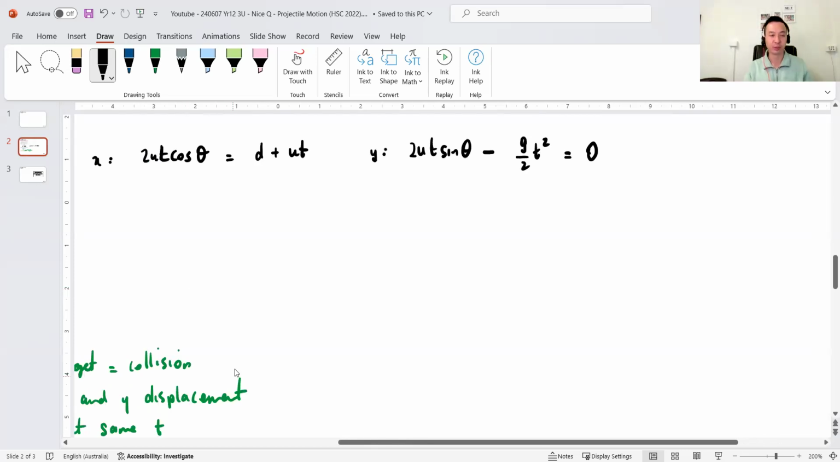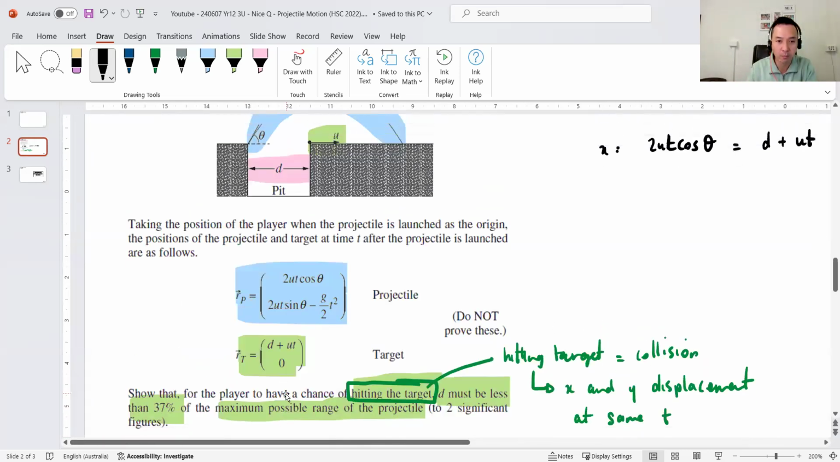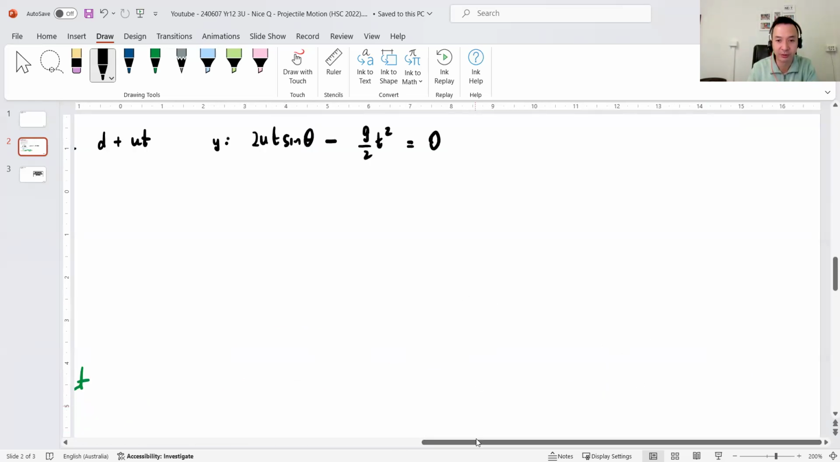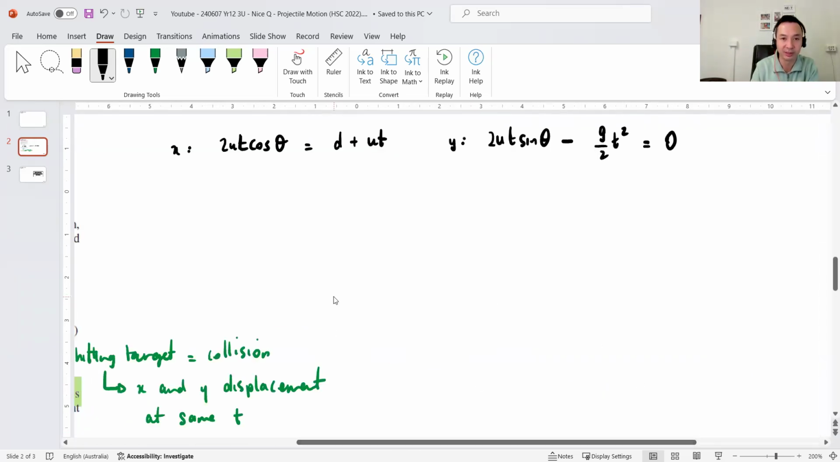Now, the thing I want to prove doesn't really talk about time. So I feel like what I'm going to do is maybe make t the subject and sub it in. Let's have another quick look. I've got to do something with max range as well. But at this point, feels like I've got to put them together somehow, right? Yep, let's make t the subject here.